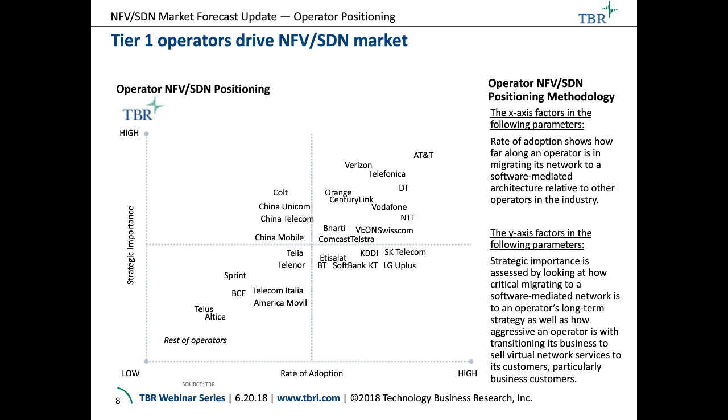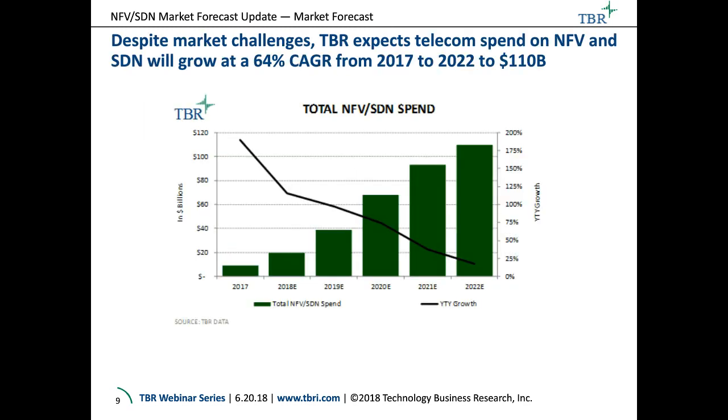Okay, so let's get into the numbers. So total market spend on NFV SDN in the telecom vertical. And by the way, this includes cable operators as well, because companies like Comcast are spending quite a bit of money in this area as well. So despite the market challenges, we do expect the spend to grow at a 64% CAGR from 2017 to 2022, and we expect the market to hit $110 billion by 2022.